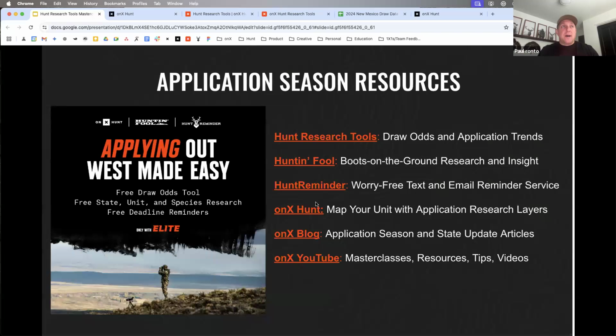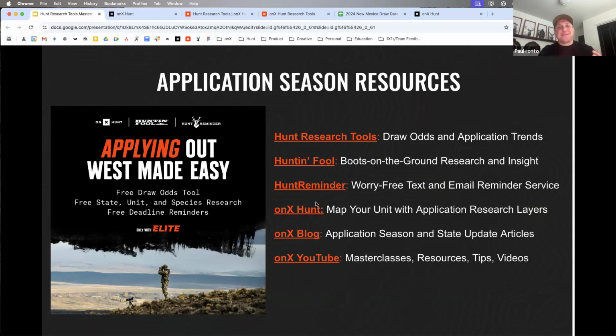That's free. You also obviously have access to all of onX, a bunch of layers that help you with application season. You can turn on species layers. You can turn on species migration layers. You can turn on slope aspect. You can turn on all sorts of different layers that can really help you understand where you're going to access a unit, if the unit terrain is ideal for your condition and your desires.